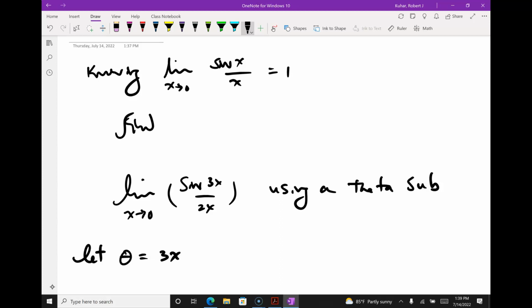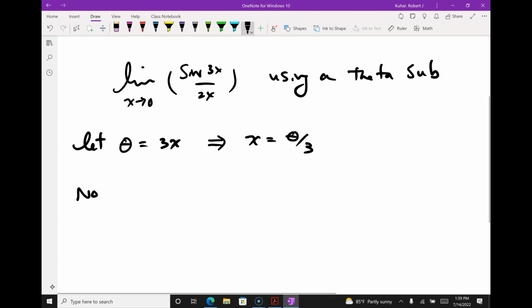Right? Sine of theta, sine of an angle. Cos of an angle. Tangent of an angle, et cetera, right? So theta is 3x. Which implies what? That x is what? Nice. Note, as x goes to 0, theta goes to what? Zero. Yeah, obviously, right? 3 times something really close to 0 is 0, so theta is going to 0 as well.